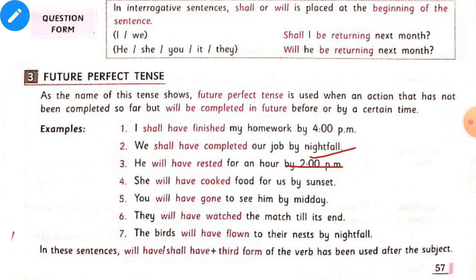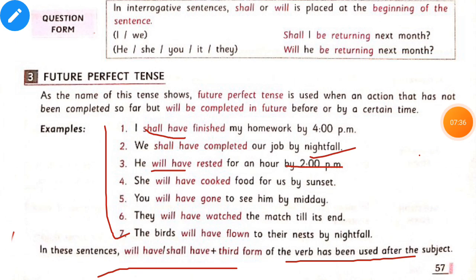After reading these sentences, we can understand that in future perfect tense, shall have and will have are used, and the third form of the verb is also used. With I and we use shall have, and with all other subjects we use will have, and the third form of the verb is also used. Children, in these sentences will have and shall have plus third form of the verb has been used after the subject. You can read the examples of future perfect tense yourself.